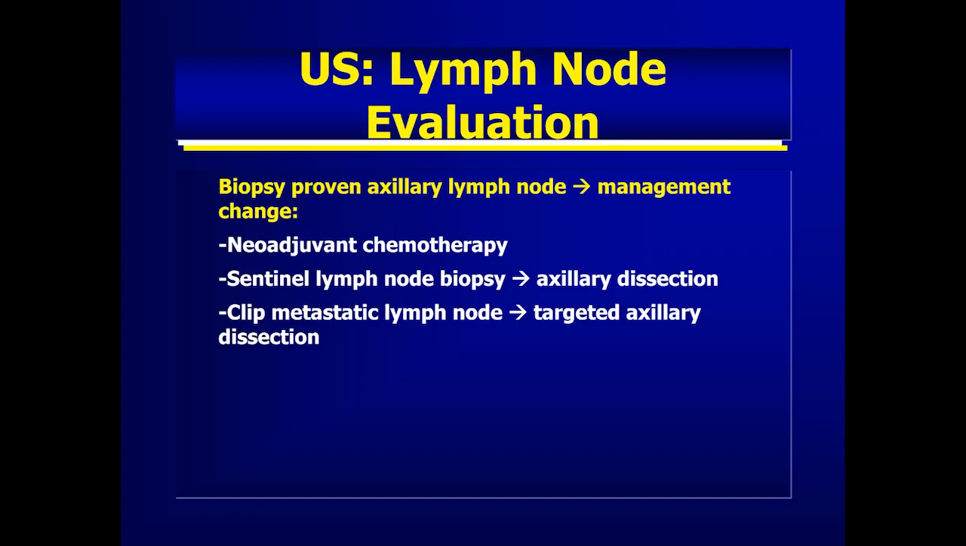And also, if we find biopsy-proven axillary lymphadenopathy, that usually results in a management change. So if the axilla is involved, that would result in neoadjuvant chemotherapy. Oftentimes, the plan would change from sentinel lymph node biopsy to axillary dissection. And also, we would sometimes perform a clipping of that metastatic lymph node, and then that may facilitate targeted axillary dissection where the clip would be localized, and then the known metastatic lymph node would be removed at the time of surgical excision.